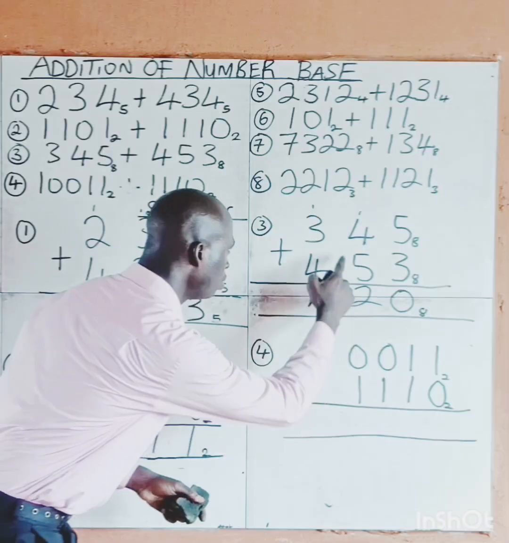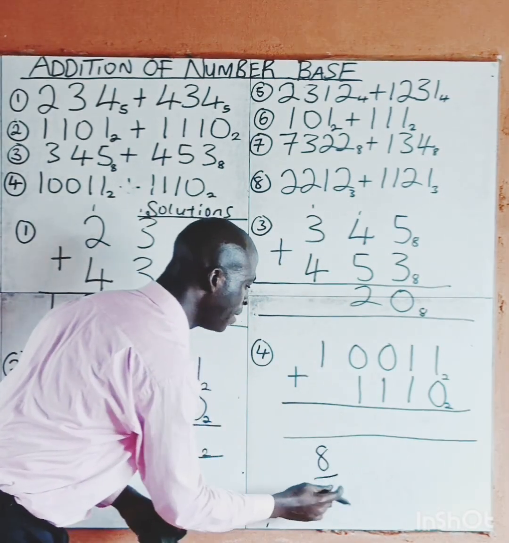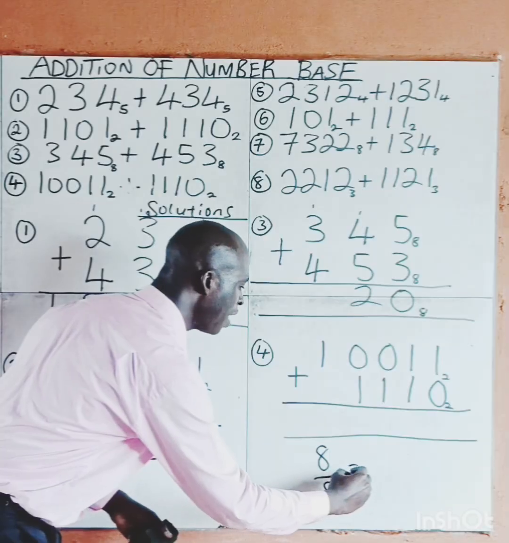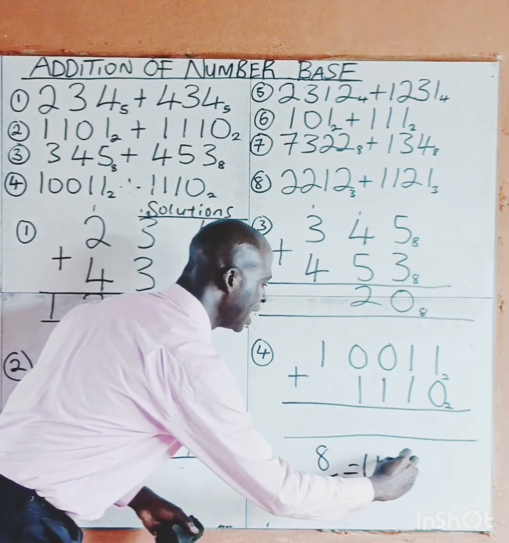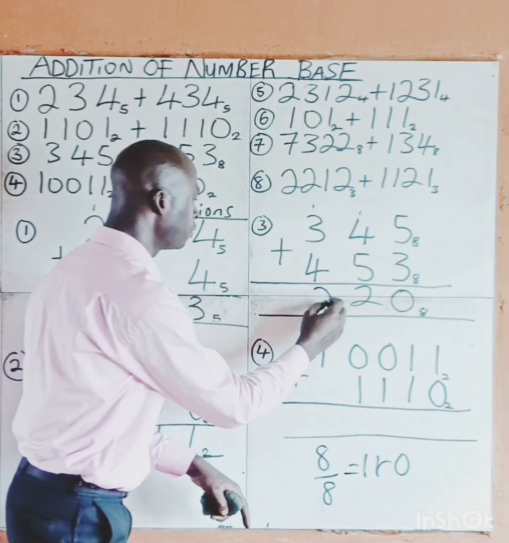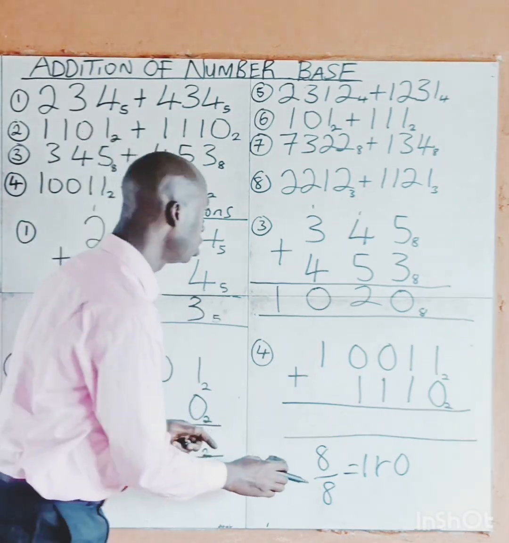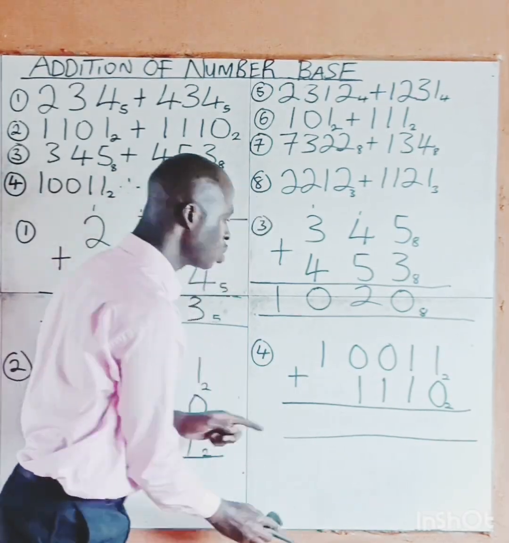So 1 plus 3 plus 4 will give us 8. I will now divide the 8 by my base, which is also 8. 8 divided by 8 will give me 1 remainder 0. I will always write my remainder first, which is 0. Then you can place the 1 right here. And that is the solution to question number 3. Now we'll go straight and solve question number 4.